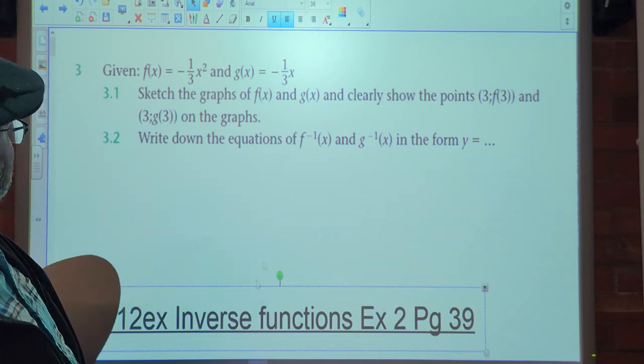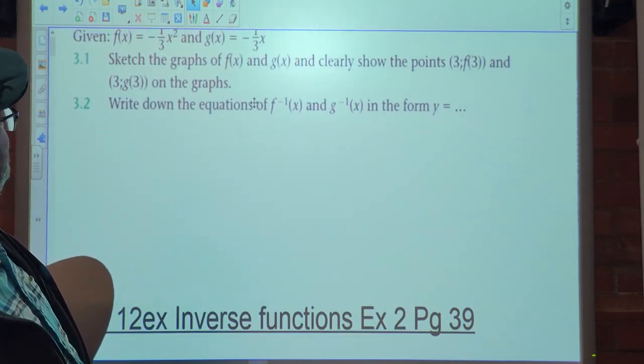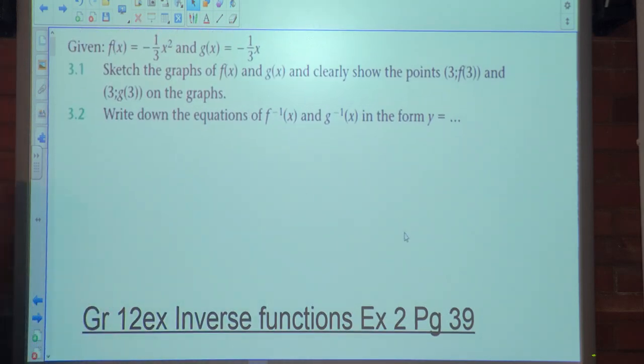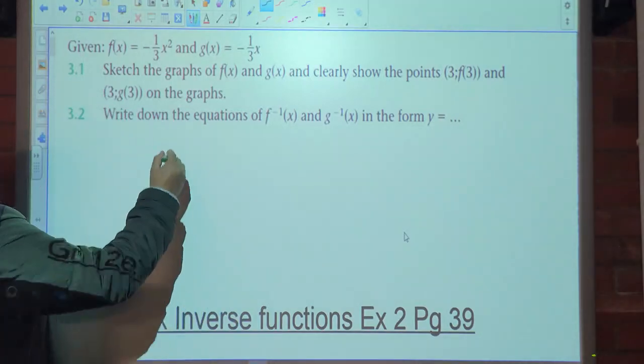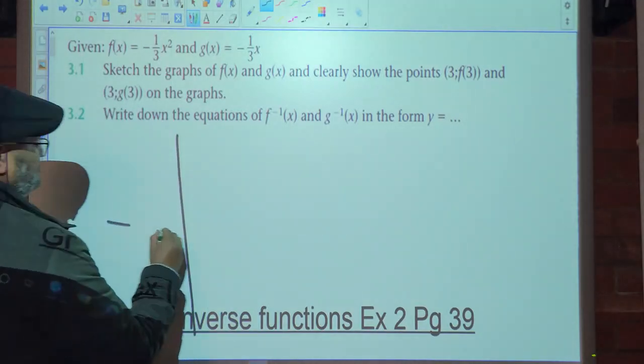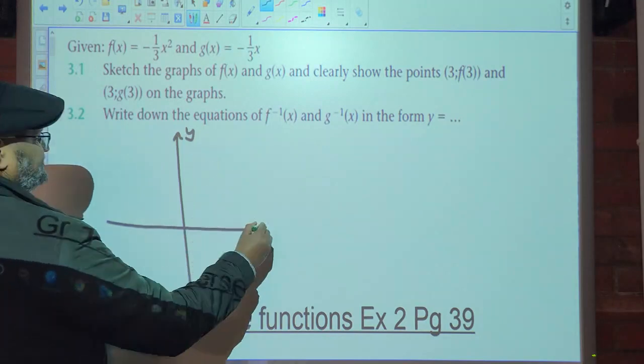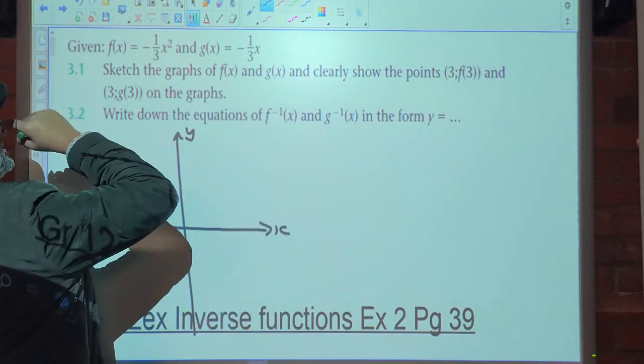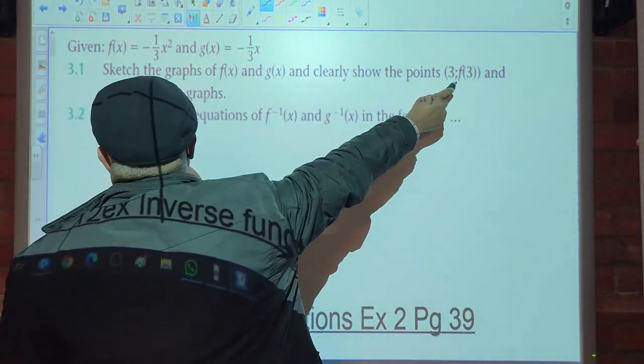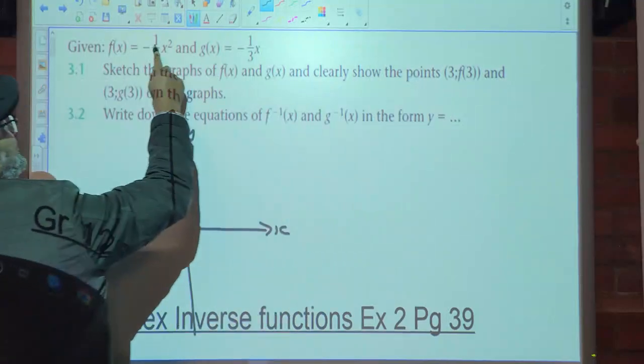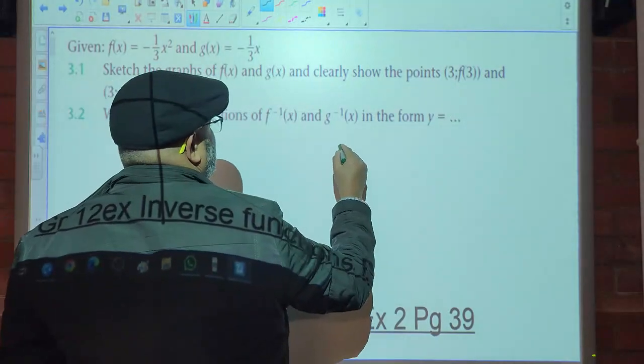Right, so people, number 3. Given that f of x is equal to negative a third x squared and g of x is equal to negative a third x, one is a parabola and one is a linear function with a straight line. Sketch a graph of f and g clearly showing the points of 3 and, okay, let's do it. I go with f of x first. We will put 3 into here. I was going to draw that graph.